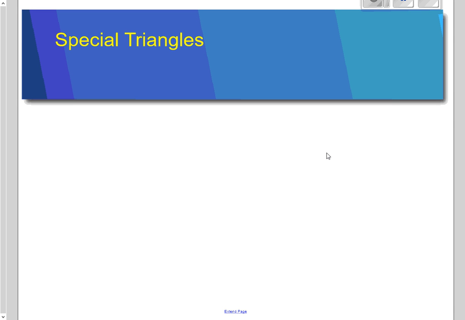Start looking at special triangles. These special triangles will give us some exact values so that we don't have to have these very long decimal places. We can actually look at the exactness of an answer instead of something that we round.